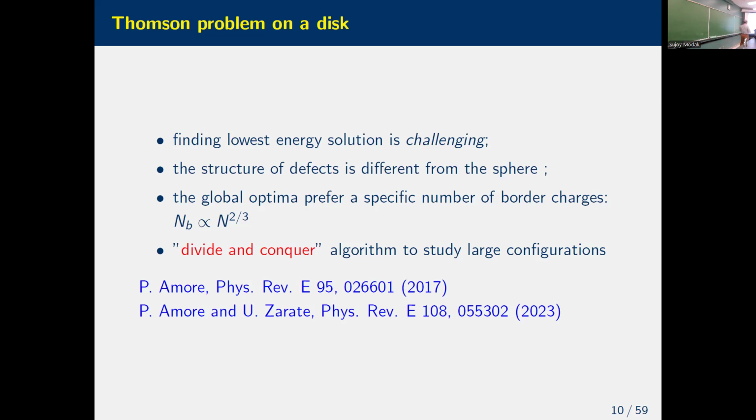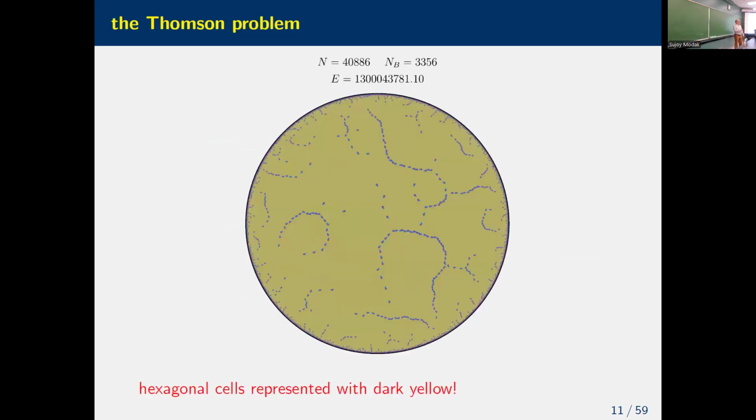And the second is trying to look at solutions with a large total number of charges, but with a divide and conquer algorithm, which means subdividing the problem, freezing many of the degrees of freedom, working with a lower number of degrees of freedom, and trying to little by little find the solution. This is the largest solution we found. It is a very large number of charges.